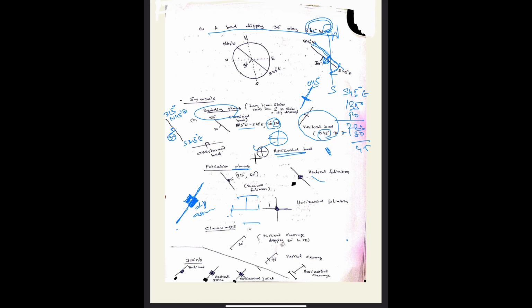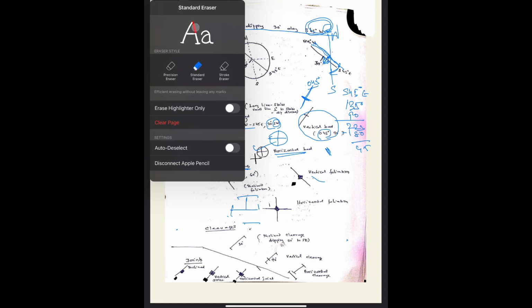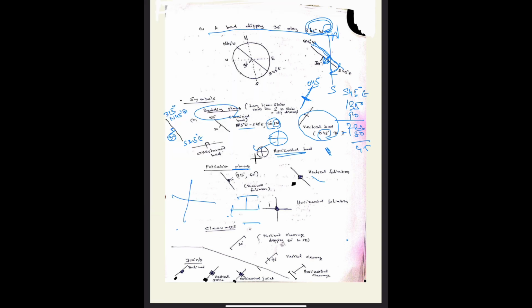If it is horizontal, then we have to draw like this. So this is a horizontal joint. So we could know how the symbols are being used to represent the bedding planes, joint planes, foliation planes, cleavages on the map.